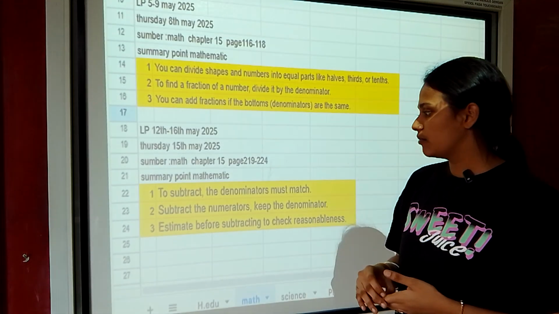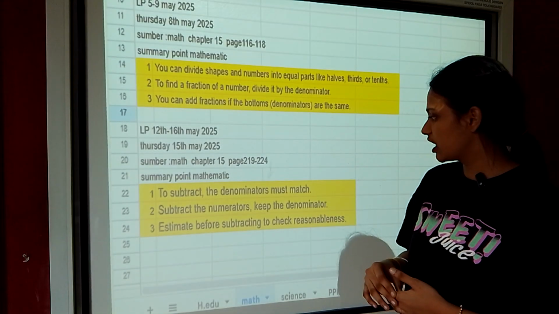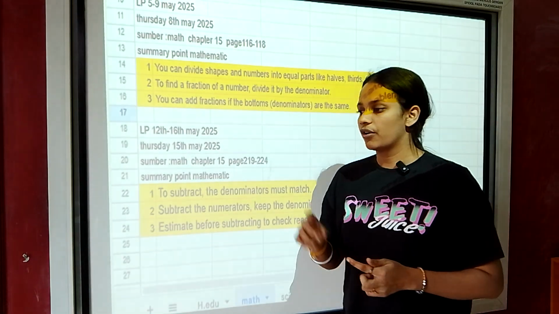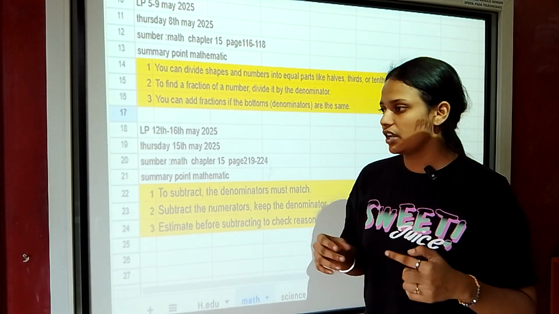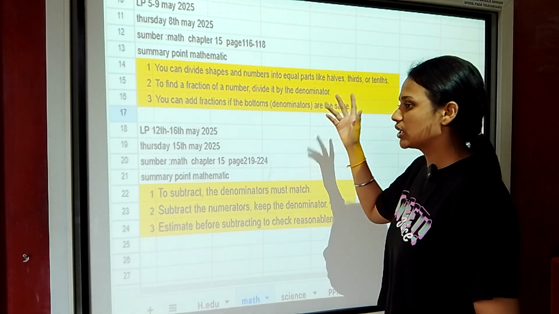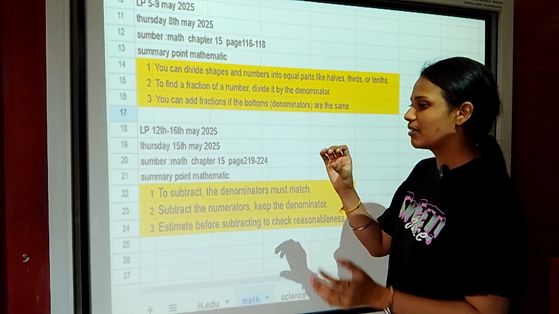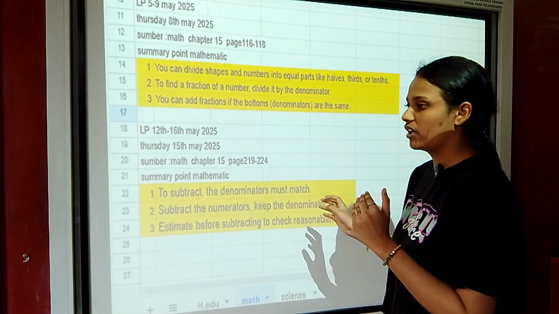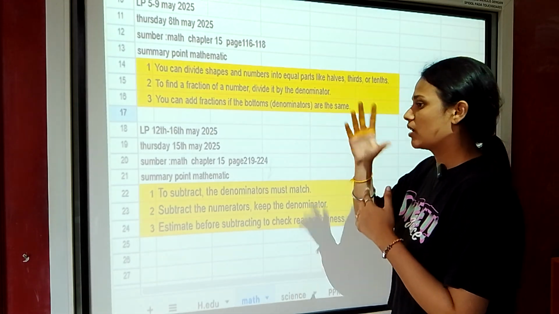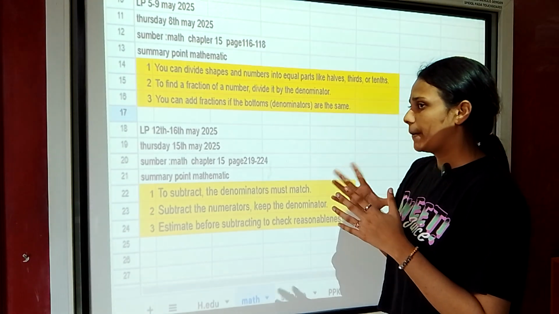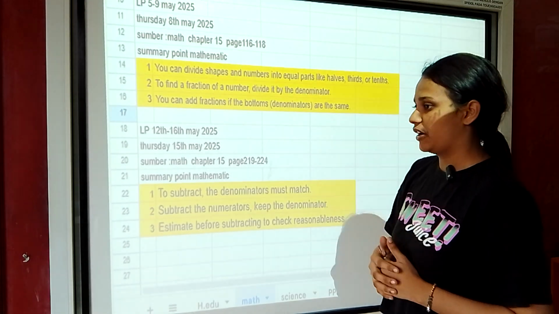Okay. Next, subtract the numbers. Keep the denominators. Whenever we are going to subtract a fraction, we just need to subtract the numerators, but for the denominator, we don't need to replace it. So keep the denominator. We just subtract the top part of the fraction.